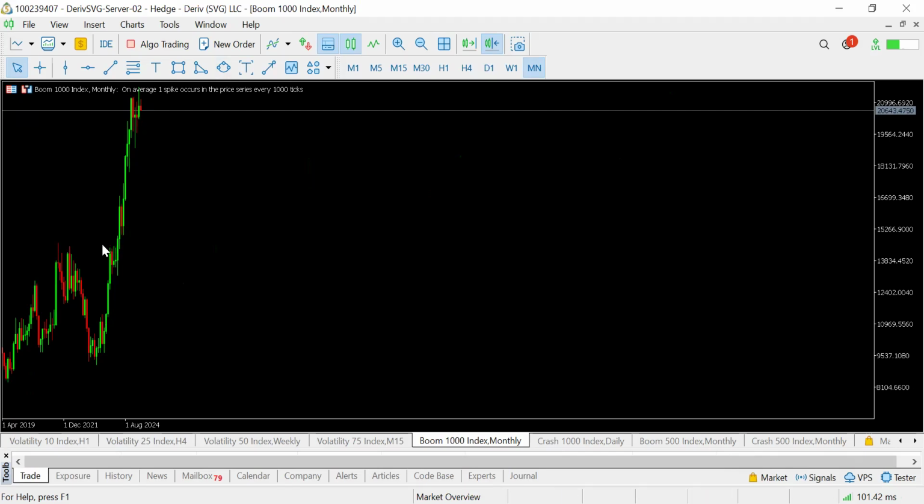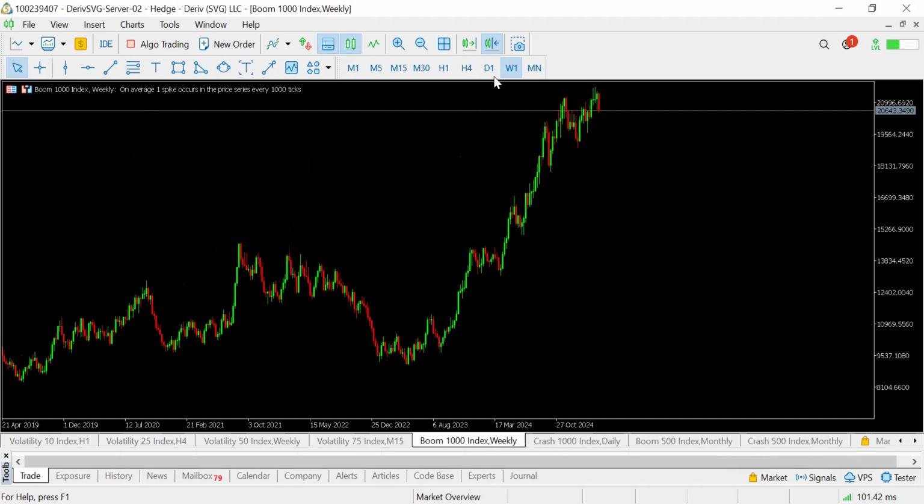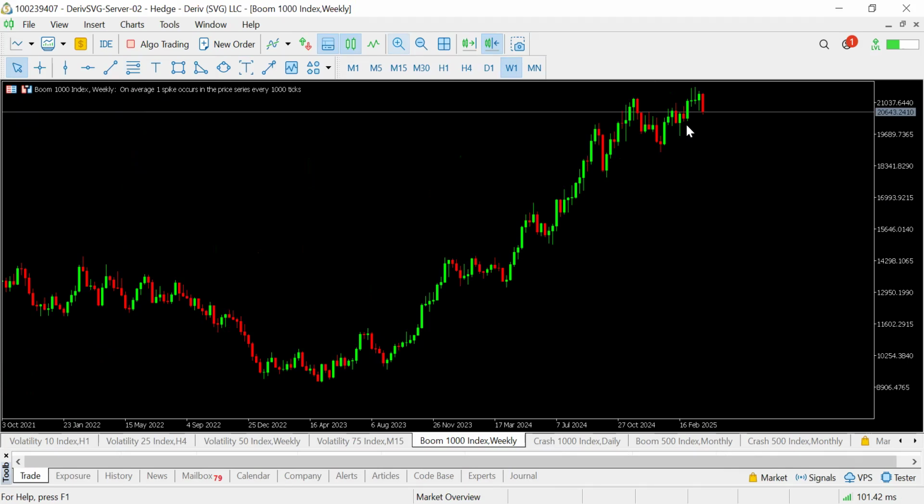So most times I can get my direction from either the monthly time frame, or if the monthly time frame is not that clear, I can check the weekly time frame. But now even the weekly and the monthly time frame are showing me the same thing, that this particular index is in a massive uptrend. So now we know that our market direction is uptrend.